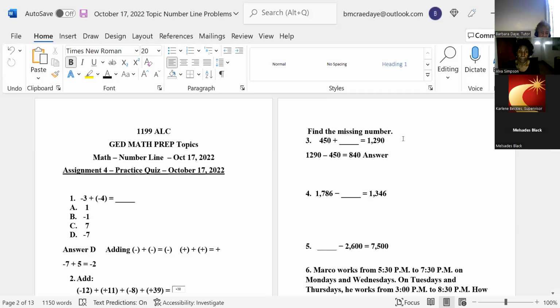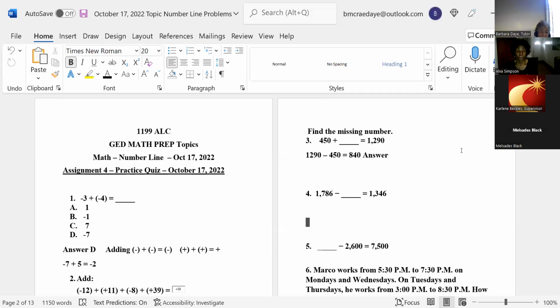Oh, I almost got it. I got it wrong. I have 800 instead of 840. Yeah, but you got to look at these two numbers. All it's saying is, what number can I add to 450 and get 1,290? That number is the number. What is it, Mercedes? I understood number 3, but I made an error.